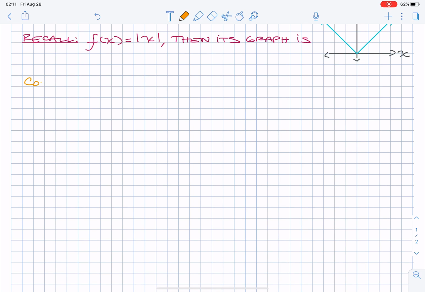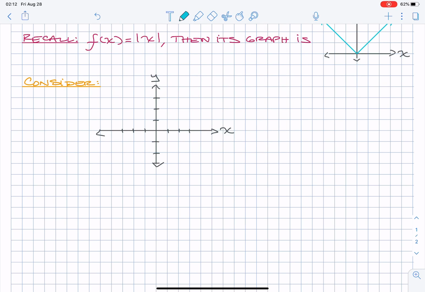So consider, I'm going to look at two parts of that graph where they meet at the point. So once again, x and y coordinate axes. X and y. So 1, 2, 3. 1, 2, 3. 1, 2, 3.